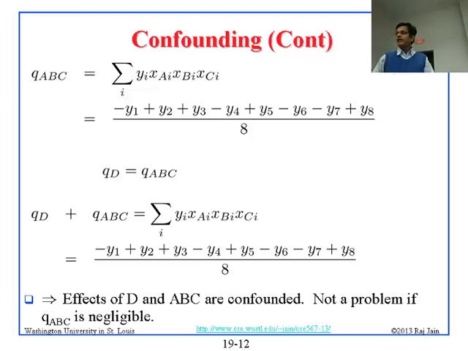Alright? And if you're not sure, then just increase the design. I mean, you can just put a 2 raised to 4 design rather than a 2 raised to 4 minus 1 design, and then you will get all the interactions. Which you can also do, basically, if the number of factors is small.